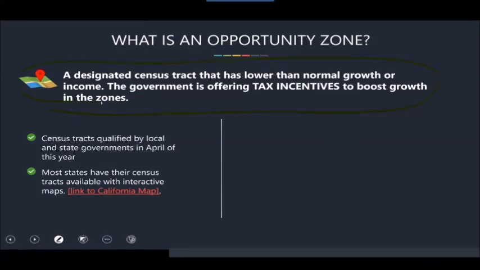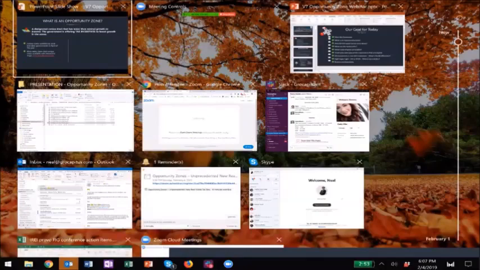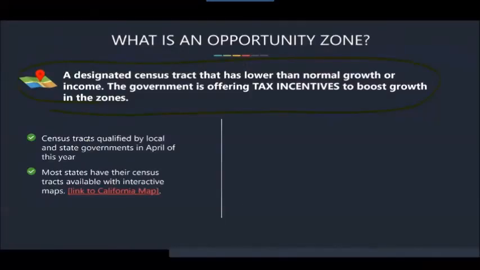These census tracts were qualified by local and state governments in April of last year. This presentation was made in December. So the local and state governments came together and said, okay, we're going to designate certain census tracts. And it was the job of the governors actually to pick them. Now, most states have their census tracts available with interactive maps.